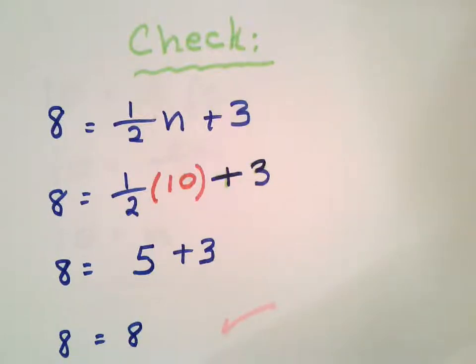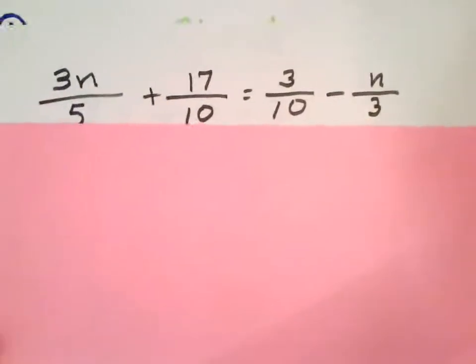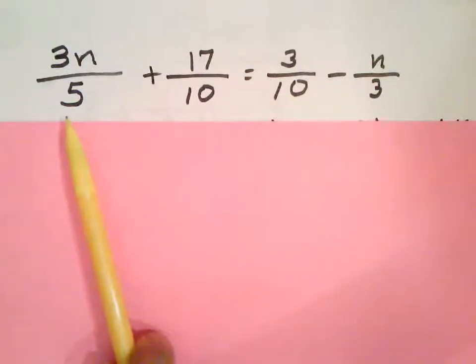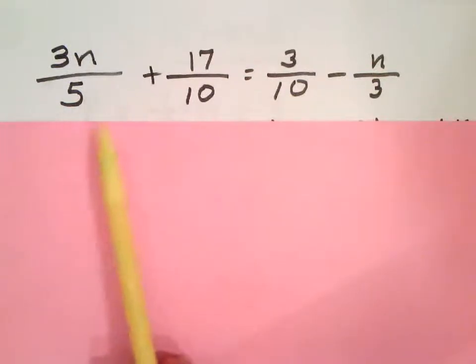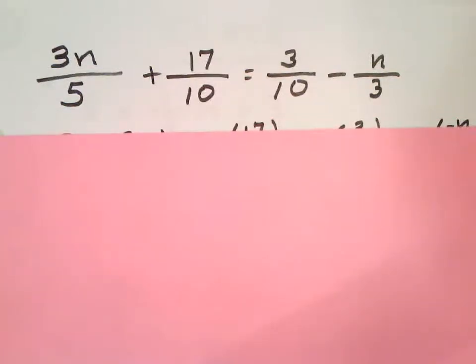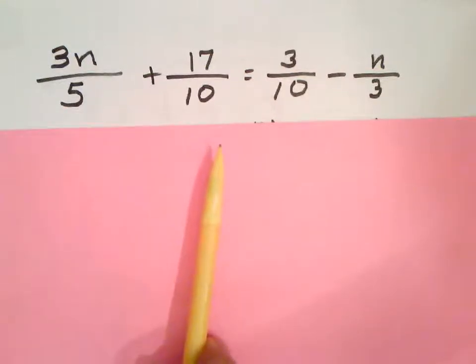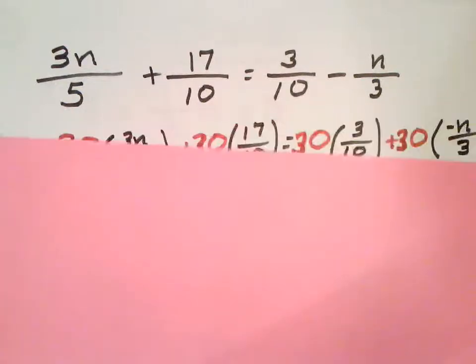Okay, let's look at our second example. We have 3n divided by 5 plus 17 divided by 10 equals 3 divided by 10 minus n divided by 3. We want to get rid of our denominators by multiplying by the least common denominator, so we don't have any fractions. A strategy is to take the largest denominator and look at multiples of that denominator until we find a multiple in which all of the denominators will divide evenly into.